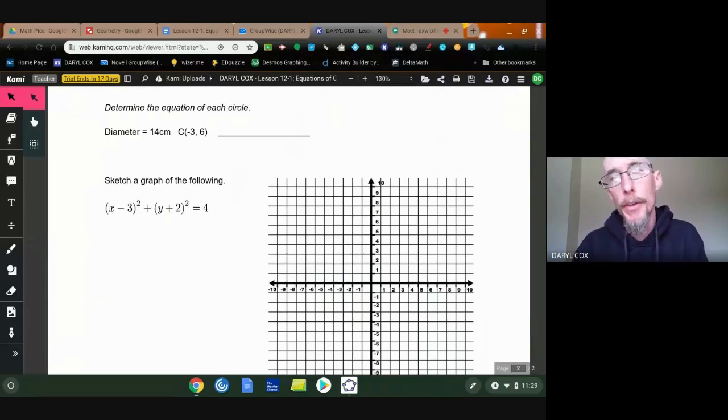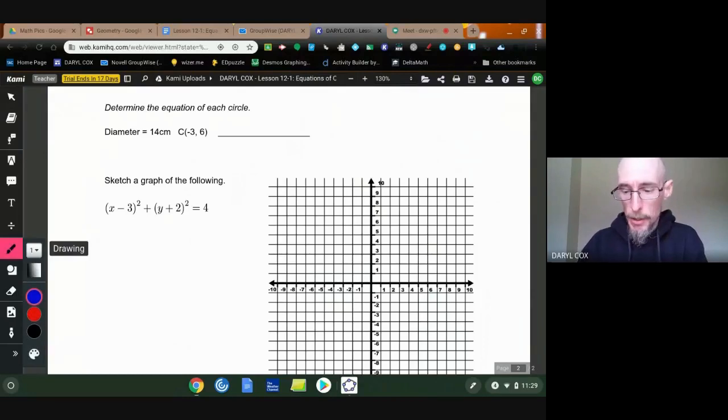Now we've got one without a picture. So this problem, using a diameter and a center, I want to find the equation of the circle. So we already have our center. Go ahead and give me what you think the equation is going to be. Okay, so you've got your center, so that makes life a lot easier.